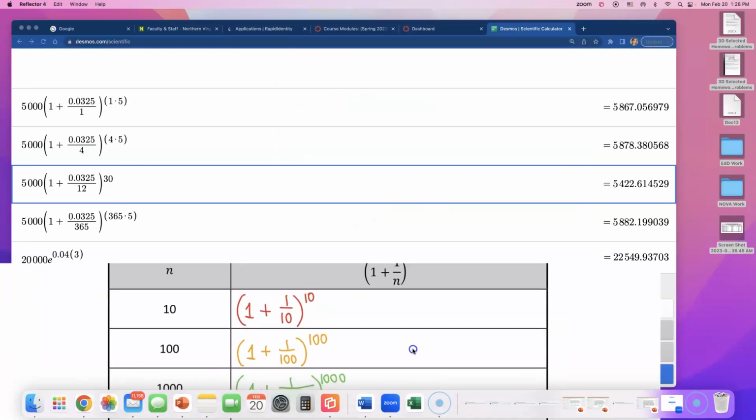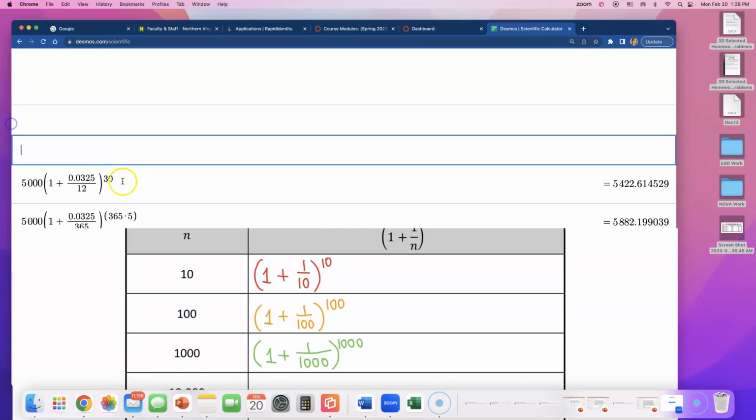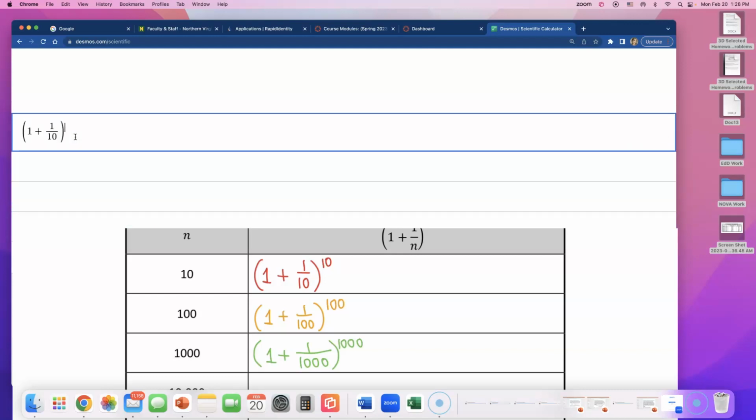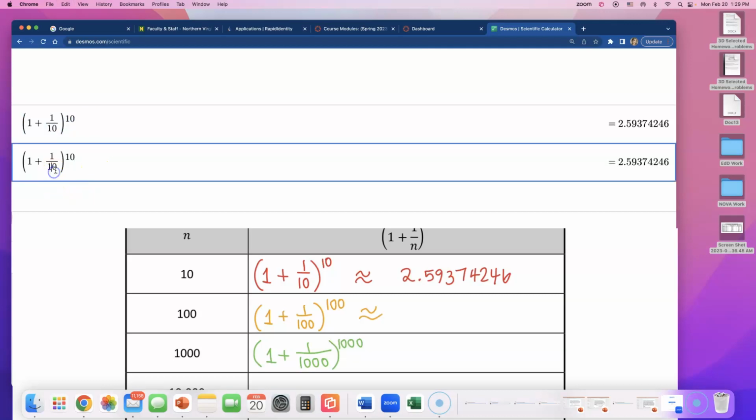So what will happen? I'm just going to type these into the calculator, okay? So the first one, 1 plus 1 divided by 10 raised to the 10th power. What's that going to be? This number is approximately 2.59374246. Now let me do the orange number. If I change the denominator to 100, what will happen? 100 there, 100 there. This is approximately 2.704813829.